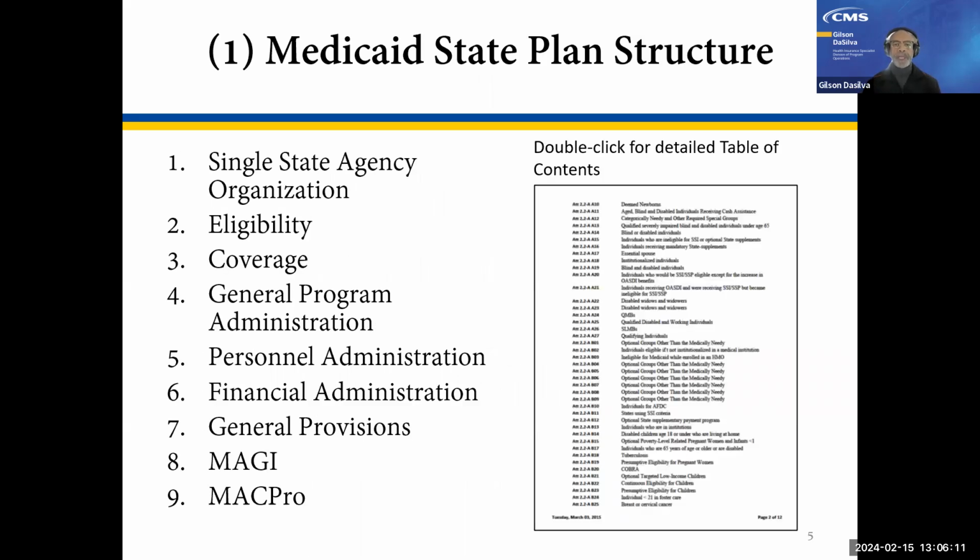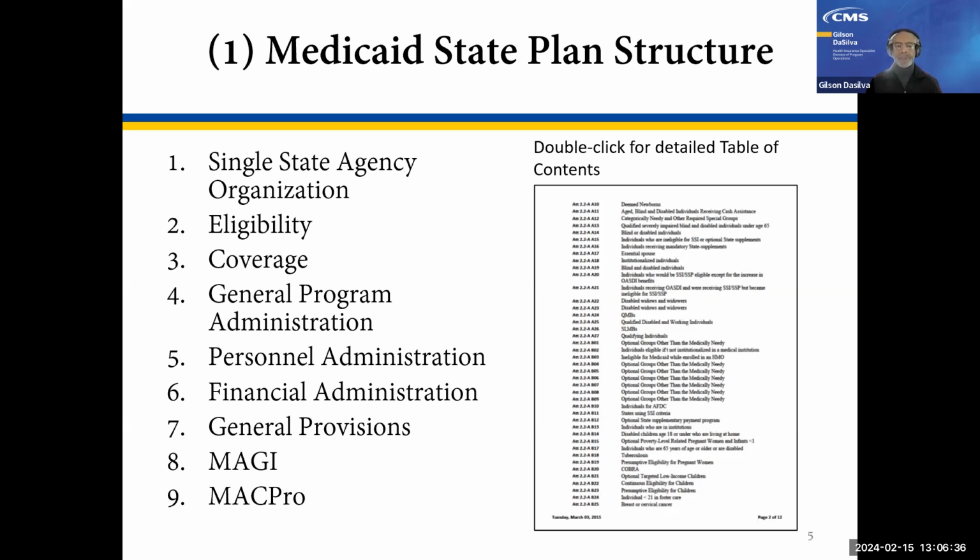For our first topic, covering the Medicaid state plan structure, this slide is showing you the 9 sections of a state plan. Many of the sections are self-explanatory. Section 1, single state agency, describes the state Medicaid agency and its organization. Section 2, eligibility, describes those who are eligible. Section 3, coverage, describes covered services.